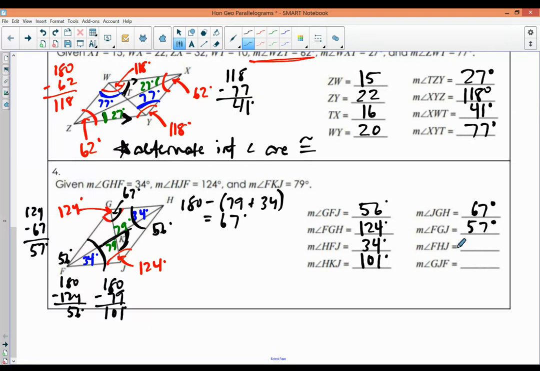Measure of angle FHJ over here. That's just going to be this little part. So that's 56 minus 34, which is 22 degrees. And then finally with this problem, I know this feels like a lot, measure of angle GJF. That's going to be alternate interior with this angle we already found, which was 67 degrees. All right, so that was the first four, so that's just applying the properties, not really much problem solving there.